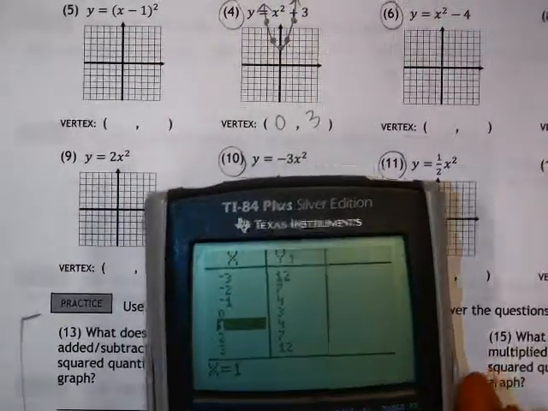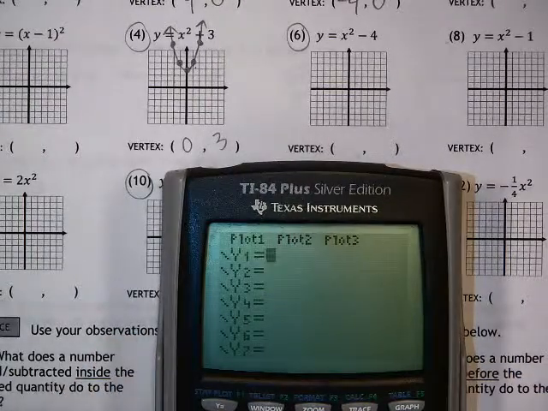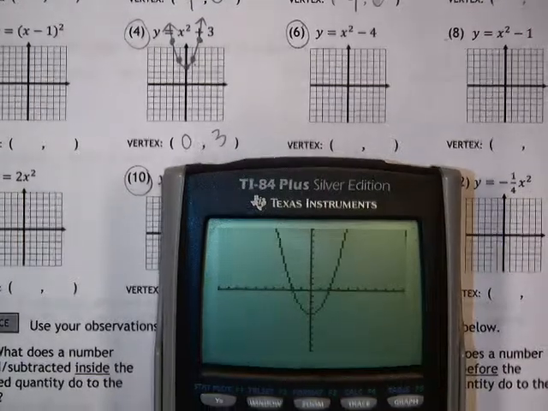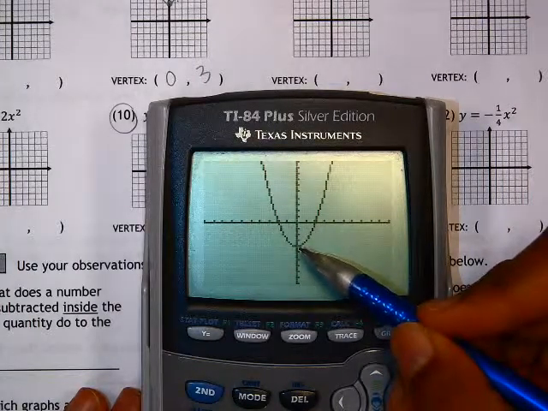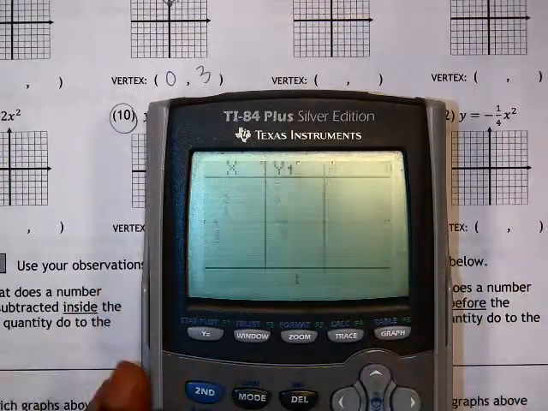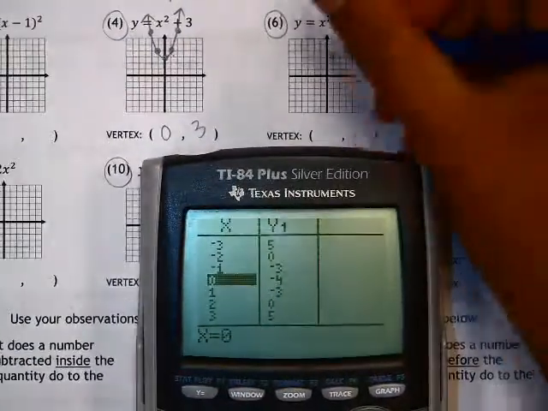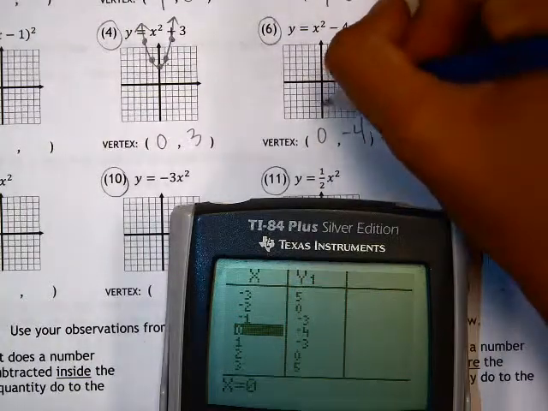All right, last one we're going to do on the graphing calculator is number 6. So on number 6, my equation is x squared minus 4. And here it looks like my y-intercept is at -4, 0, -4. So let's look at the table. When x is 0, y is -4, so that's my vertex.